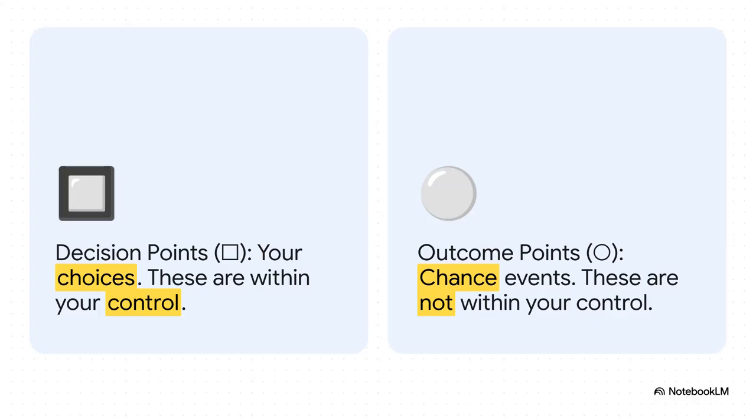And you know what's crazy? This whole map is built with just two simple symbols. First, you've got the square. That's a decision point. It's a moment where you have to make a choice. This is the stuff you control. Then you've got the circle. That's an outcome point. This represents a chance event, something out in the world that is totally out of your hands. Getting that distinction right, what you control versus what you don't, is absolutely everything.